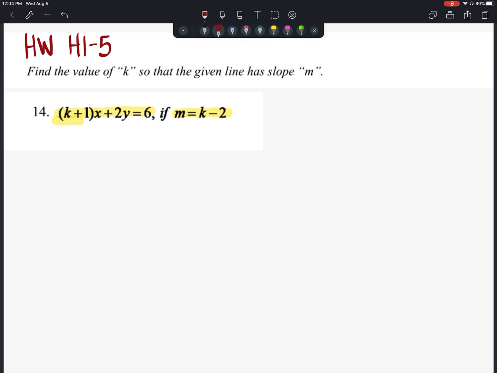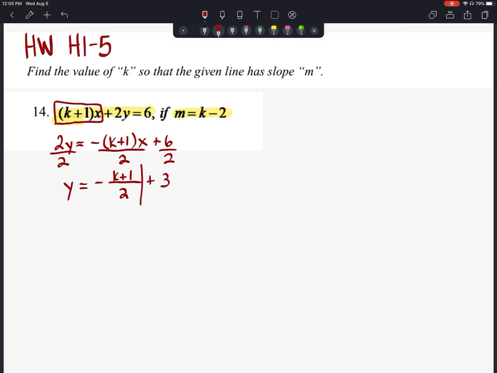Actually, let me switch to a pen. You would subtract all of this from each side. So we'd have 2y is equal to the opposite of the quantity k plus 1 times x, and then plus 6. And then we'd have to divide everything by 2 to get our slope-intercept form, which is going to be the opposite of k plus 1 over 2, and that would be like plus 3. So this expression here, right, is our expression. Oops, I forgot my x, sorry. Okay, so that expression is our expression for m.